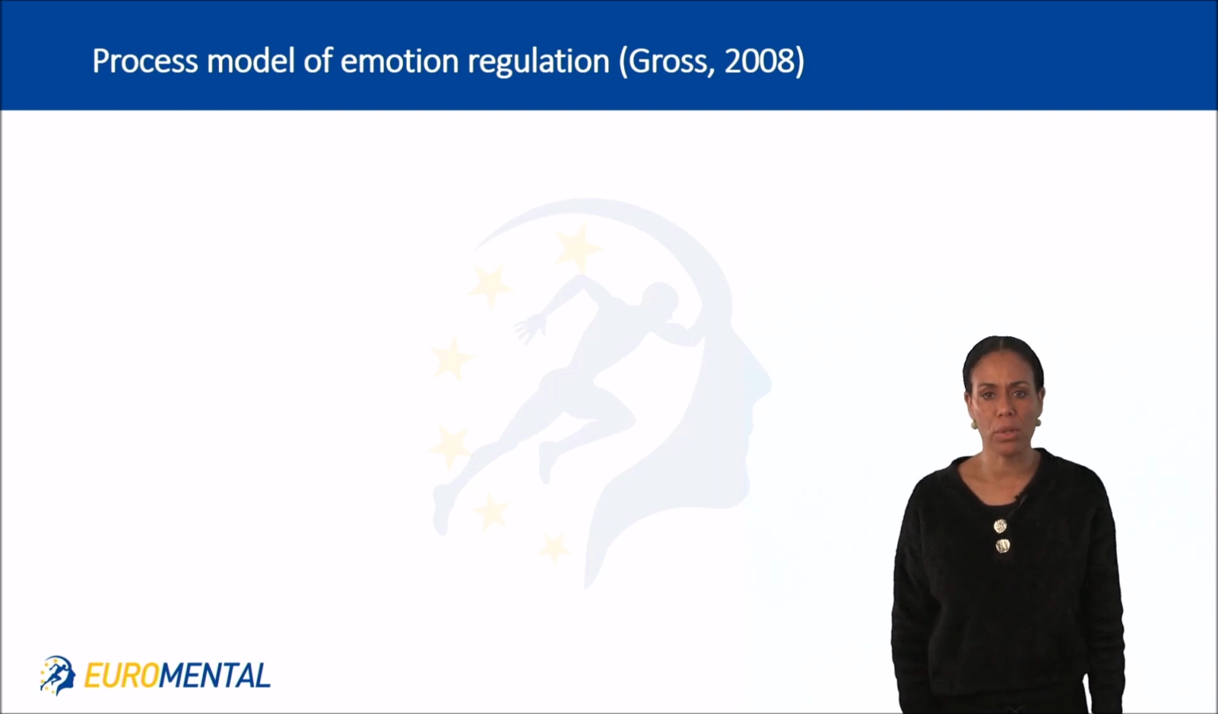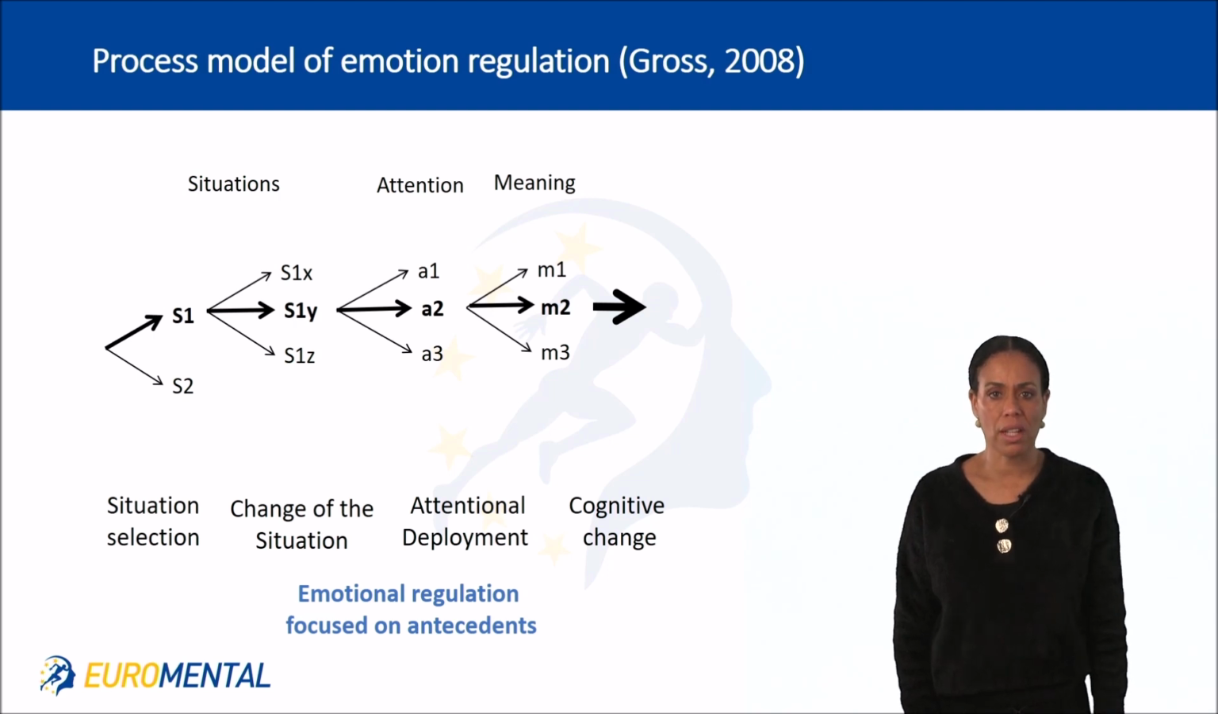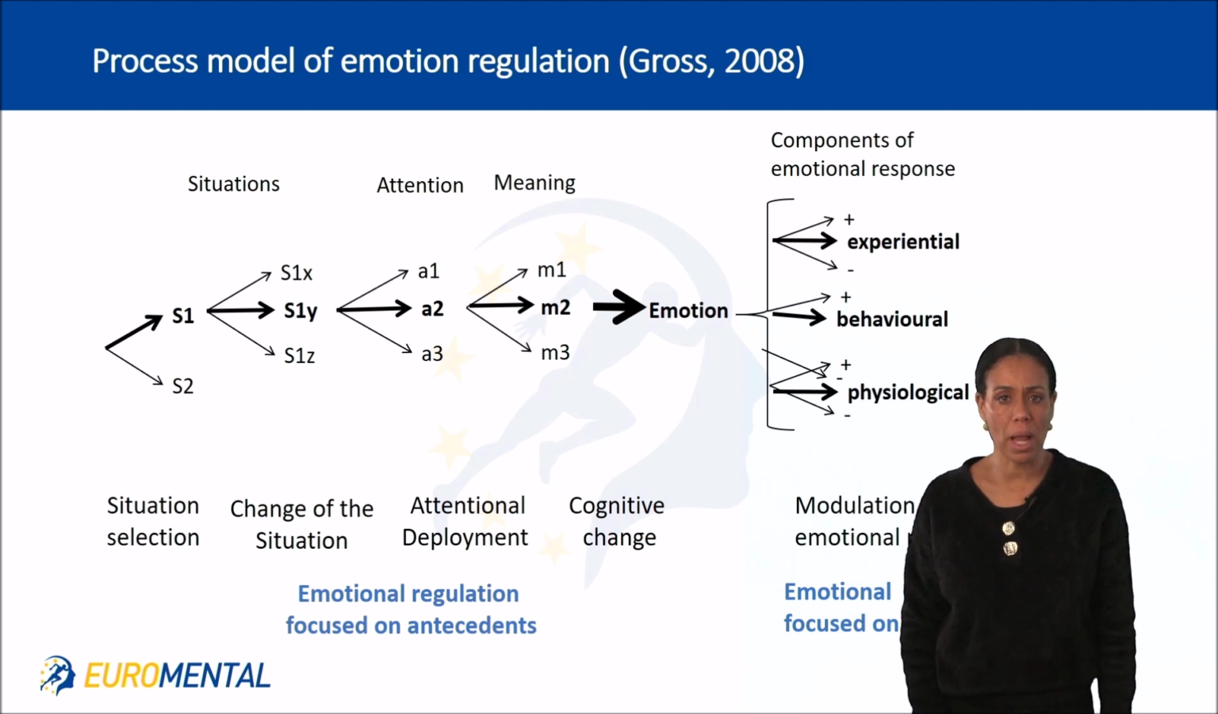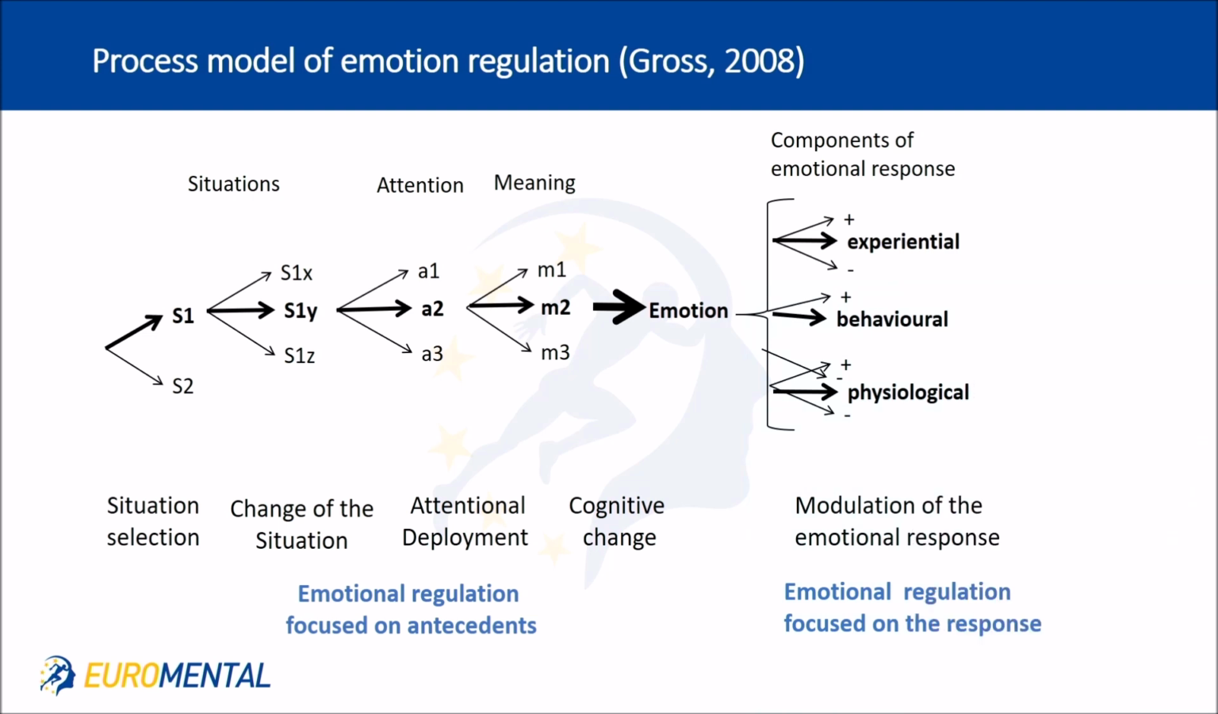Five types of emotional regulation dimensions are proposed in the theory. Situation selection, situation change, attentional deployment, and cognitive change refer to emotional regulation focused on antecedents. Antecedent-focused regulation manipulates the input to the emotional process. In sports, attentional deployment, turning attention toward or away from something, or cognitive change, reappraising the situation or one's capacity to manage the situation, are particularly used.